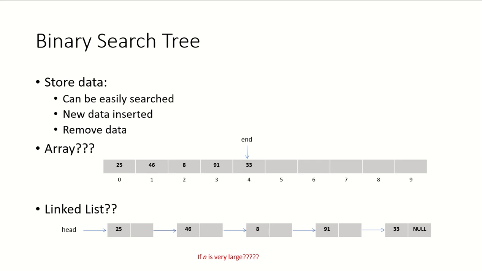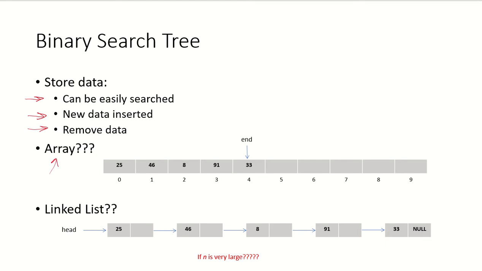In this video, we are going to introduce the concept of binary search tree. If we have stored data in a particular data structure, we should be able to perform certain operations on it. So we should be able to search for data, insert new data, and remove data in a manner which is as efficient as possible. So what are the different ways in which we can store data?